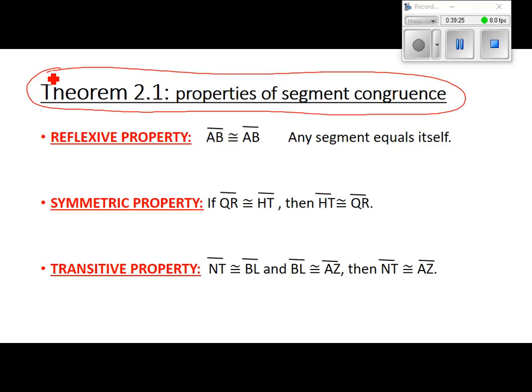Before you write it down, a couple of things. Theorem 2.1. I never want to hear you say, oh yeah, that's Theorem 2.1, because I won't have a clue what you're talking about. That's the way the book's got it numbered. What we care about is properties of segment congruency. What's the reflexive property say again? Anything equals itself. Very good.